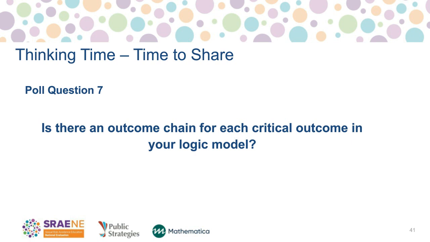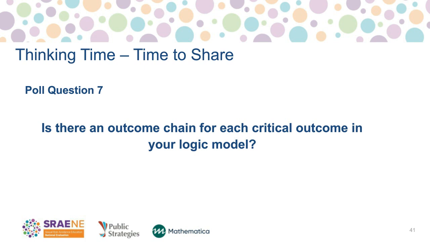All right, let's see what this looks like. So the good thing is if we take the yes and the nearly all, you guys are doing really well. 66.7% of you can see outcome chains for your critical outcomes, so that's wonderful. For those of you who don't have those outcome chains yet, that is fine. It may be something that you want to focus on later.